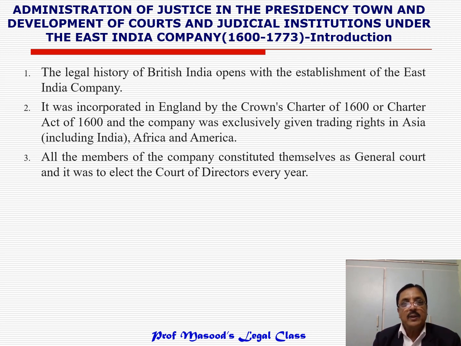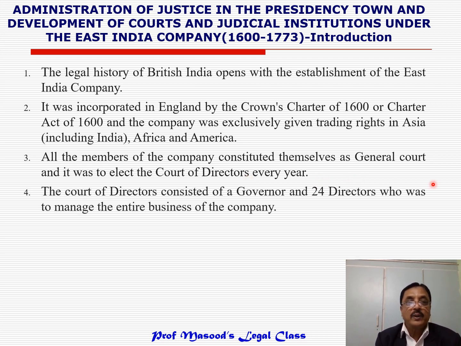The members of the company, in the present scenario, we call them shareholders. There are different types of shareholders, but in general we call them shareholders. But here, in the case of the East India Company, all the members of the company constituted themselves as a general court. So this is the general court, which is nothing but, in the present era, what we call equity shareholders. And it was to elect the court of directors, the board of directors, every year.